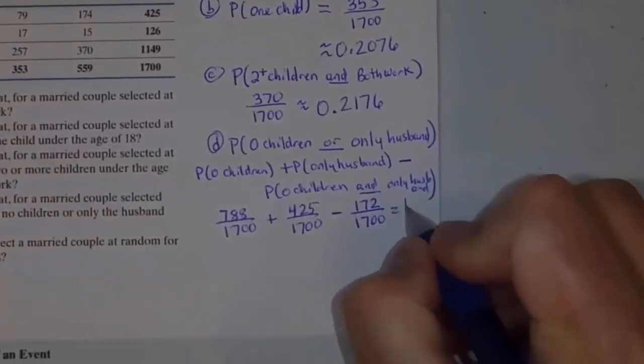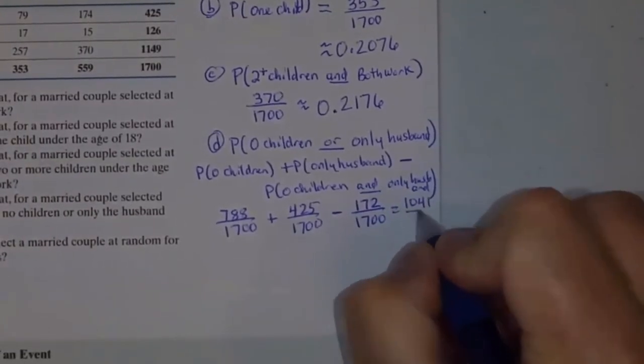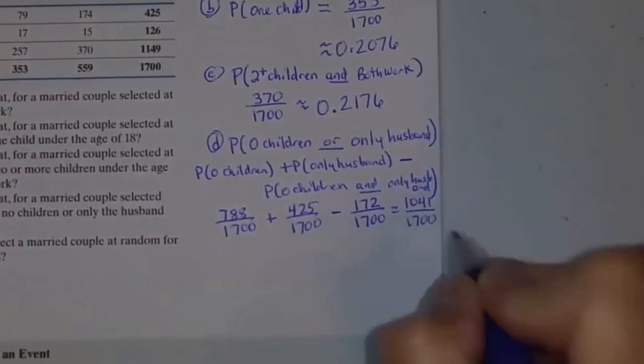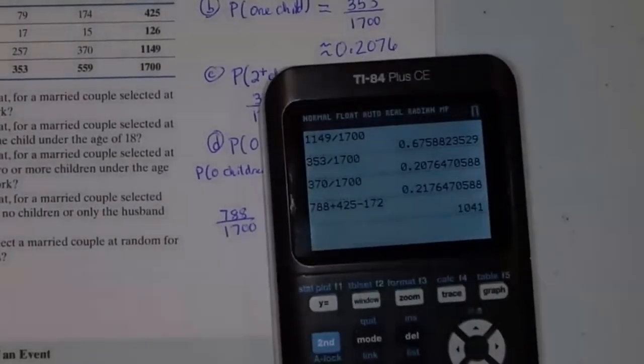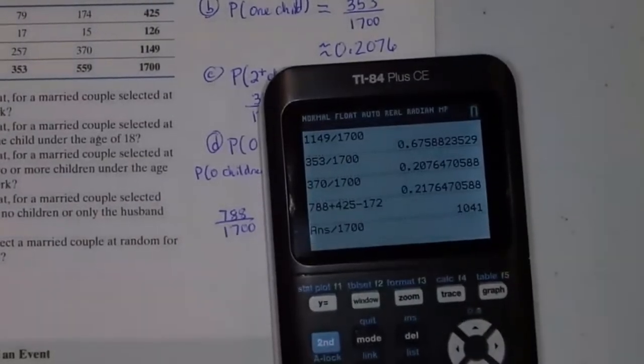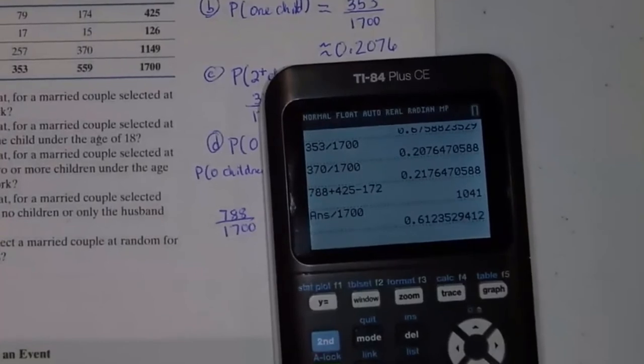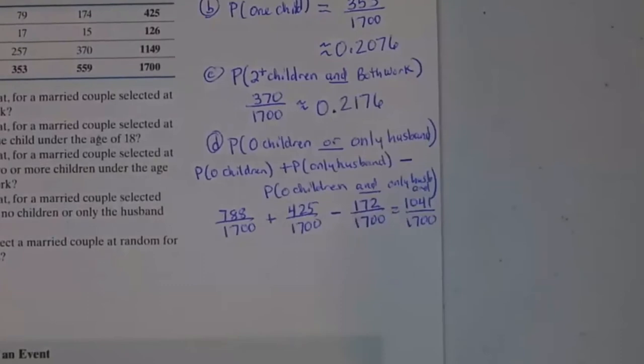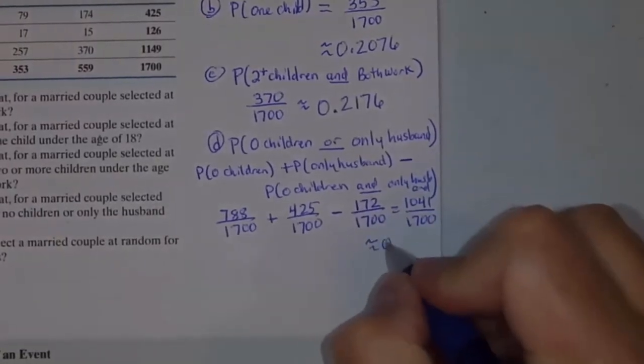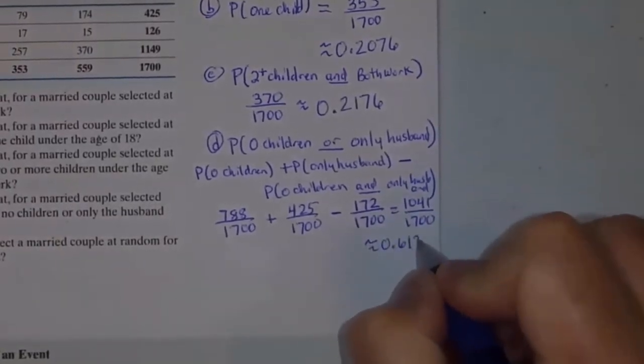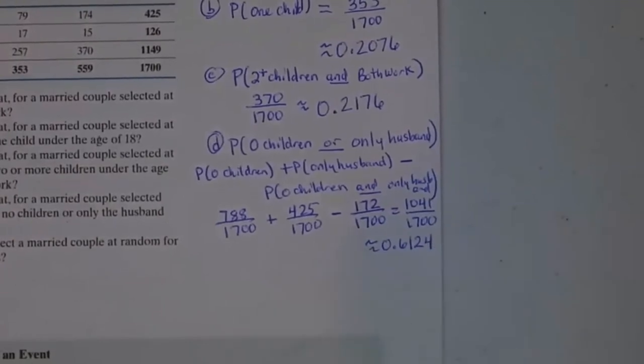So this equals 1,041 out of 1,700. And if I do that division, that's going to be 0.6124 if I round to 4 places. So this is approximately 0.6124.